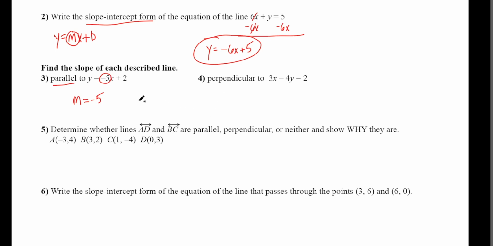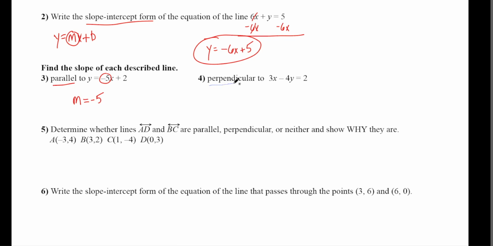The slope is just negative 5. That was the easiest problem on this whole entire graph. Well, maybe a couple of the graphings at the bottom I thought were pretty easy. But I would say this is probably the easiest problem on the whole entire quiz. All right, let's do this one.